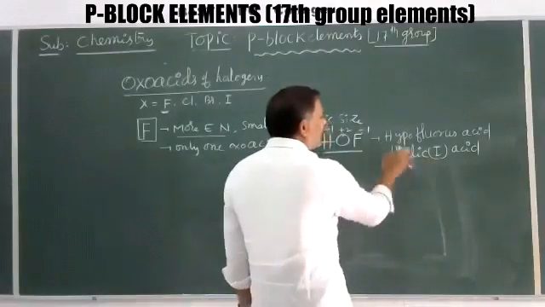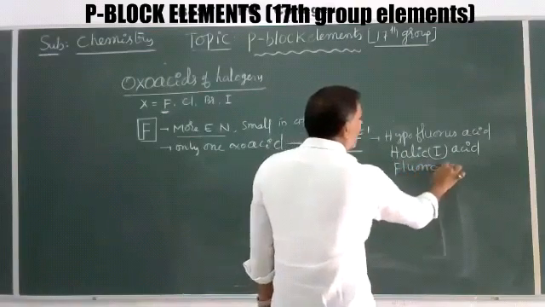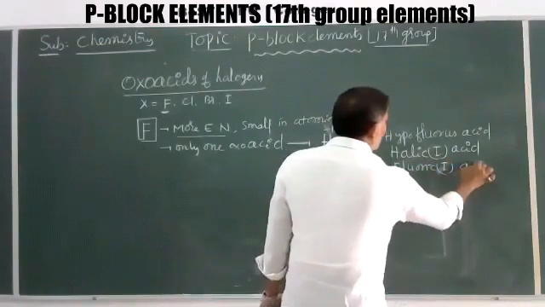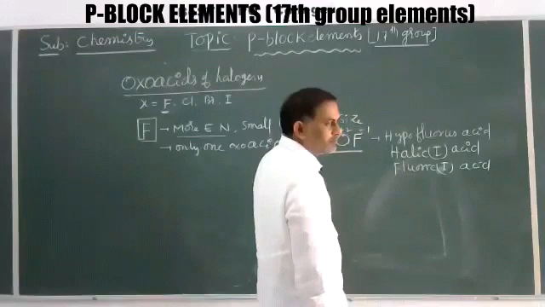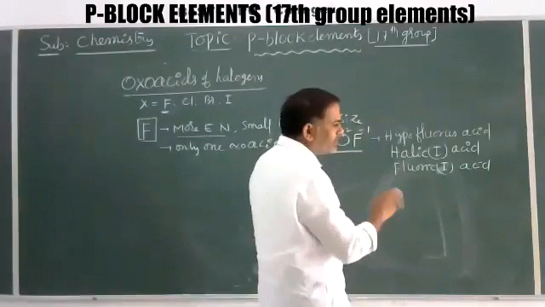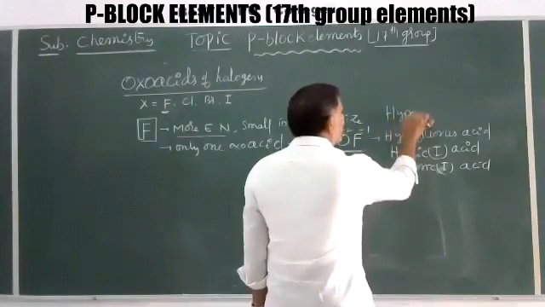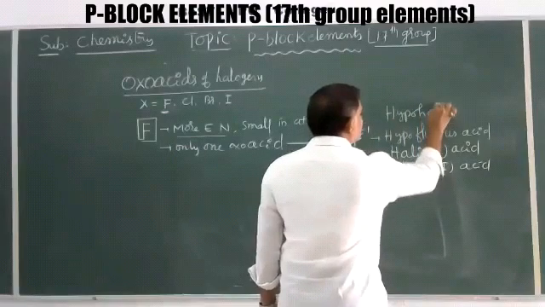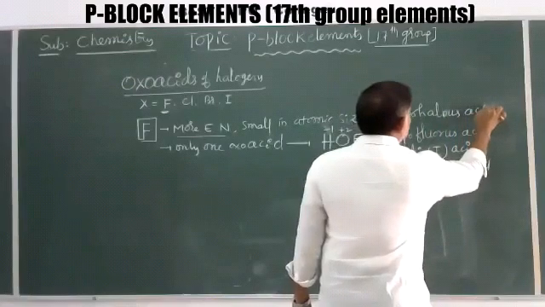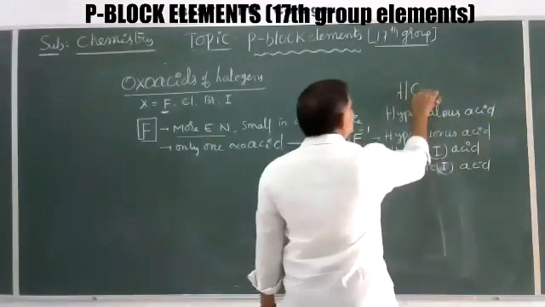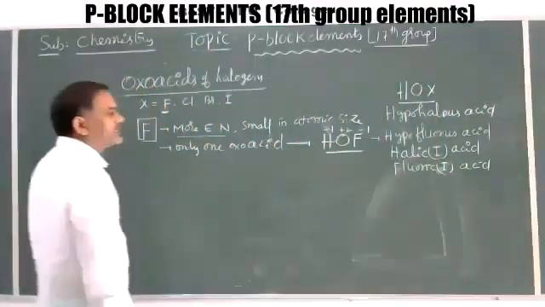Now this is called fluoric 1 acid. The halic acid is nothing but fluoric if it is fluorine; if it is chlorine, chloric; if it is bromine, bromic; if it is iodine, iodic. Or it is commonly termed hypohalous acids, denoted as HOX. Hypohalous acids.